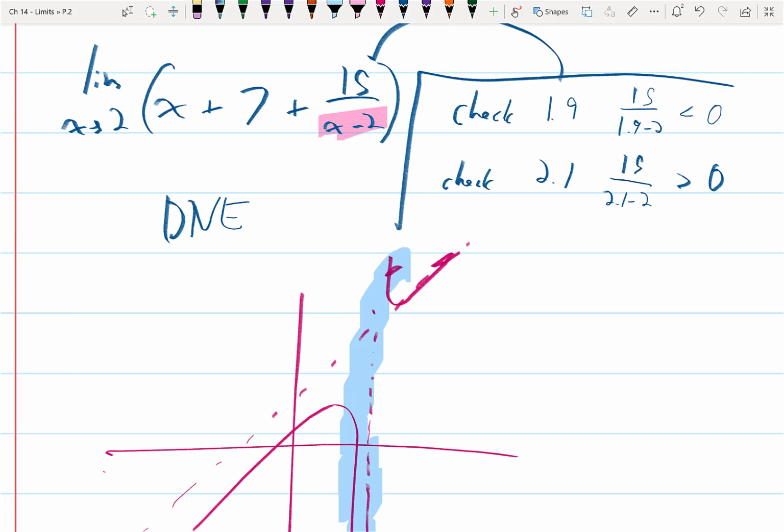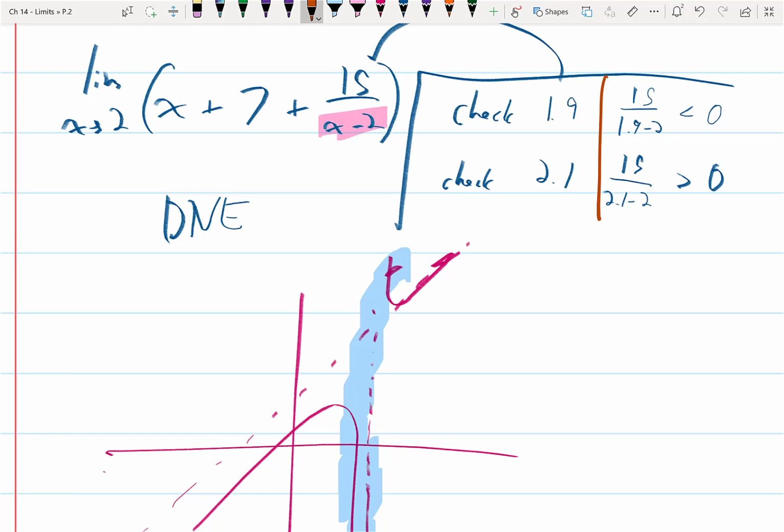Meaning you need to either look at a graph or do what we did right here, which is plug in numbers just to the right or just to the left of it to get an idea of whether they're blowing up one way or the other. I actually didn't have to check 1.9 or check 2.1. I could have gone with what I know about the graphs.